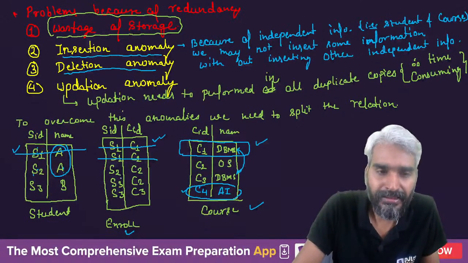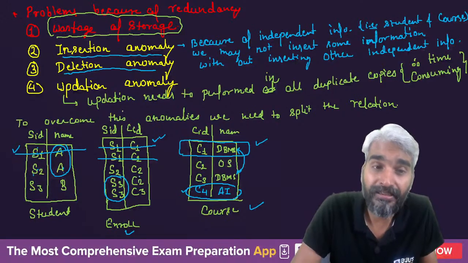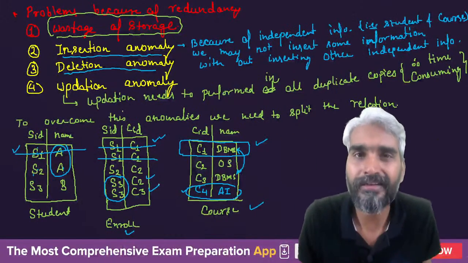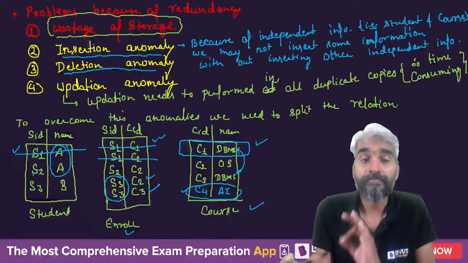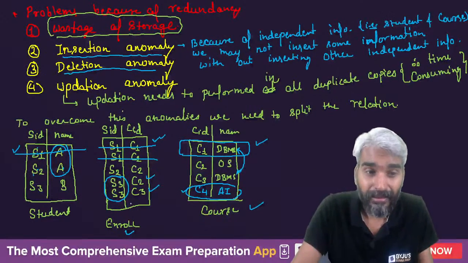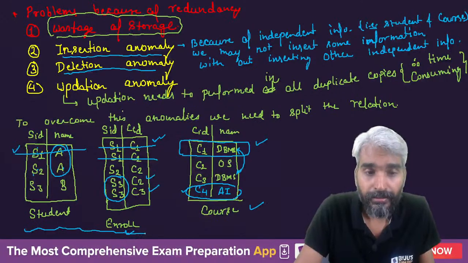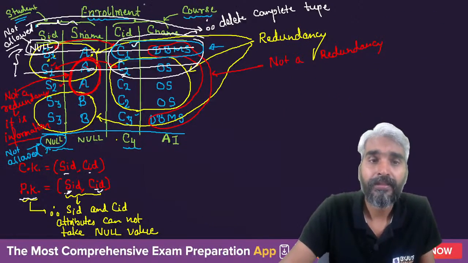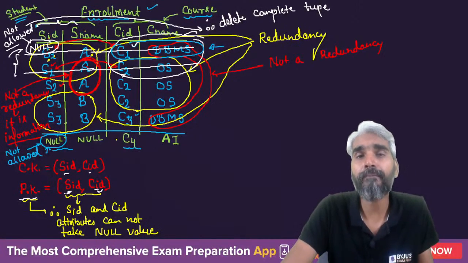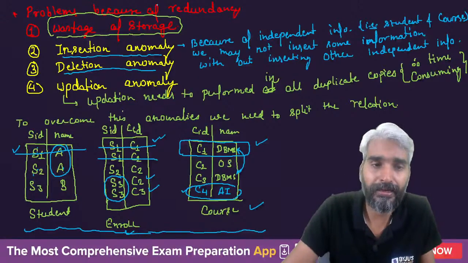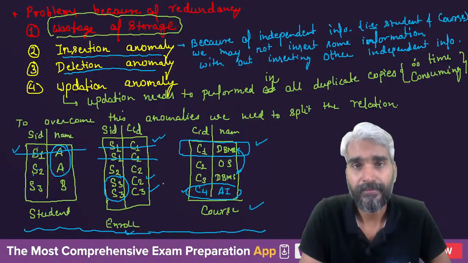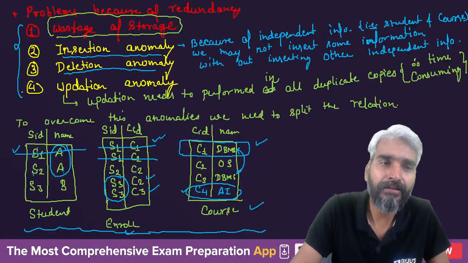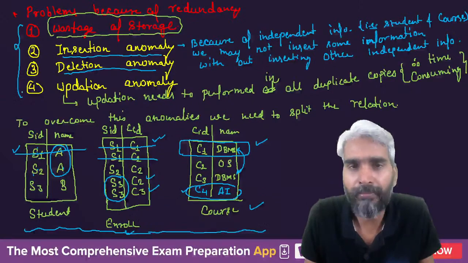Sir, here this is S3. No, this is the information that S3 is enrolled for two different courses. So this is the information. This is not redundancy. Got the idea? So there is no redundancy once we have decomposed the relation enrollment into these three sub-relations, right? And because of this decomposition, all these anomalies are overcome.